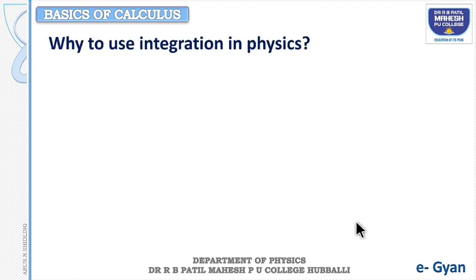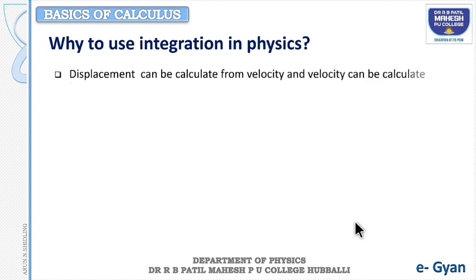Moving ahead, let us try to understand why we need integration in physics. Integration is necessary in physics to calculate displacement from velocity. If velocity is given, we can find displacement. As I have already told you in the previous video lecture, we can calculate velocity from displacement, and in this video I am telling you we can calculate displacement from velocity. That means you can clearly see that integration is an antiderivative, a reverse procedure of differentiation.